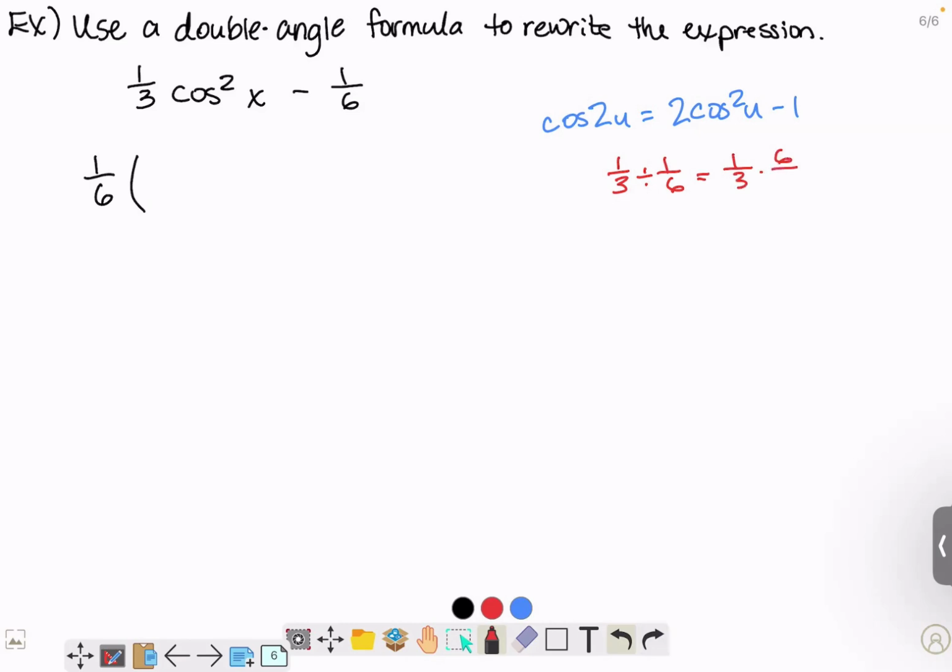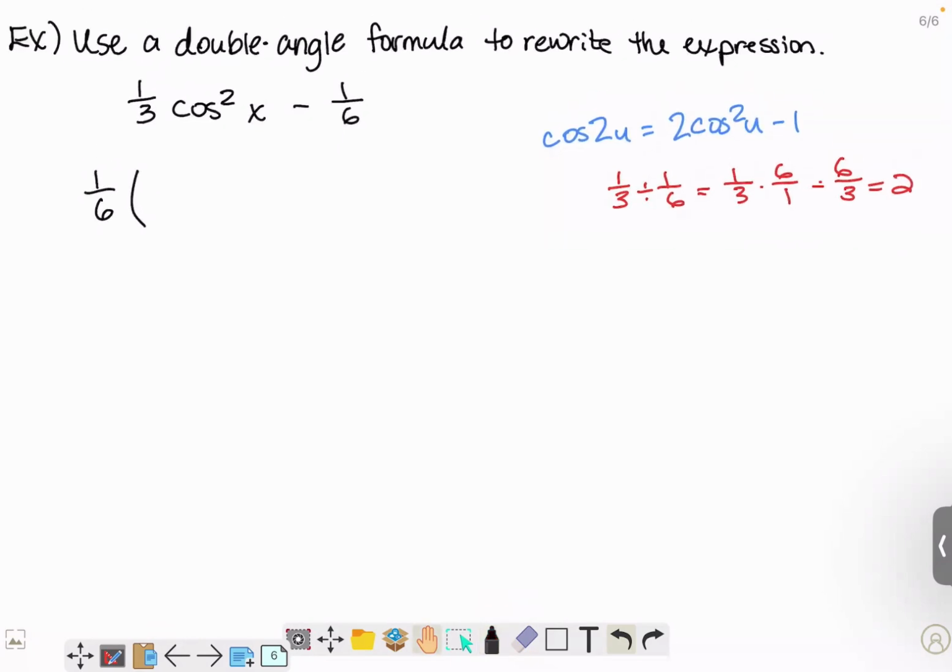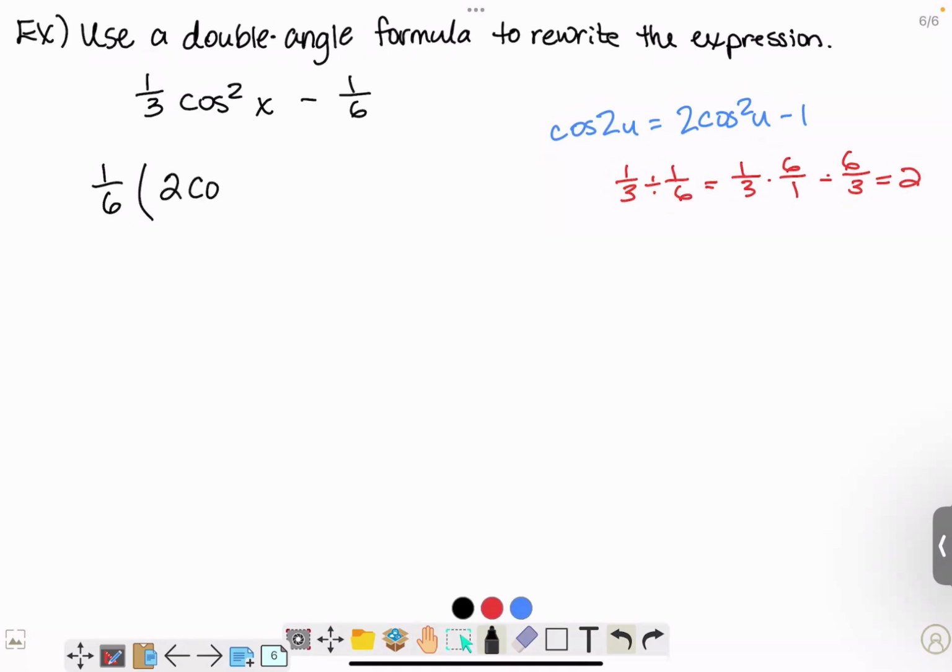and multiply, and this does give me 2. So 1/3 divided by 1/6. If I factor out the 1/6, what's left over would indeed be 2. So I've got 2 cosine squared x, and then 1/6 divided by 1/6 just gives me 1.